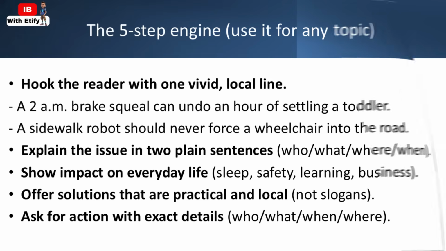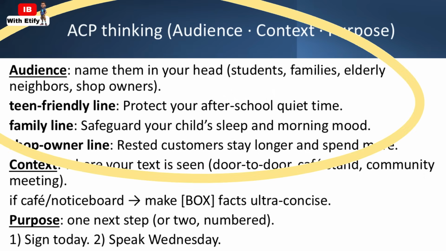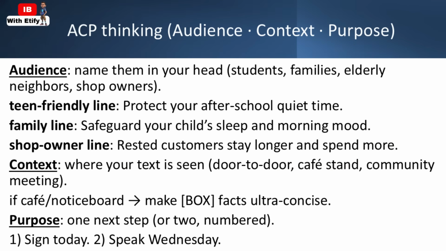Keep ACP in your head: audience, context, purpose. Picture the people you're talking to and what they will need first. Think about how they will encounter the text: on a notice board, at a meeting, or in a door-to-door drop. Fix your purpose as 1 or 2 next steps you want immediately. If you can name the audience's key concern in 1 sentence, the rest of your choices become easier.